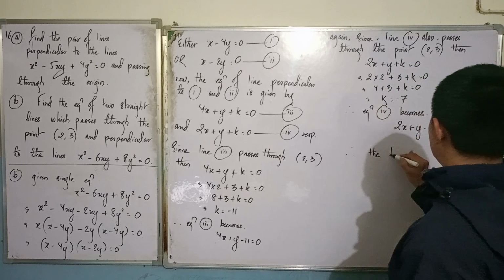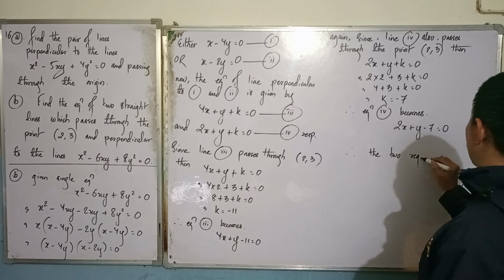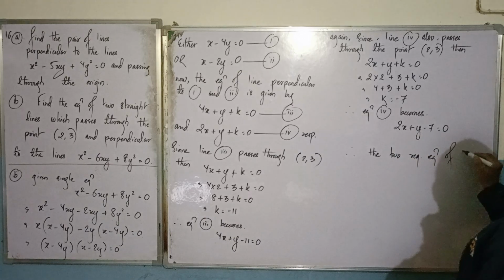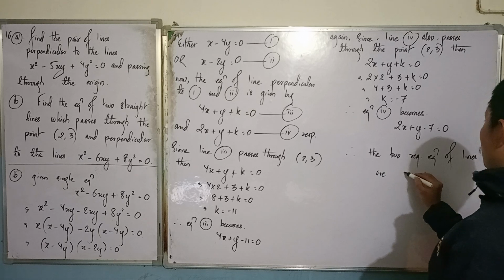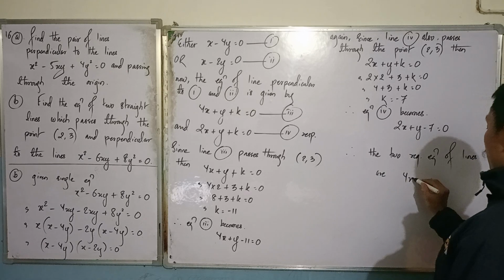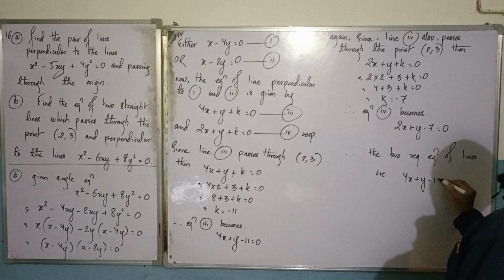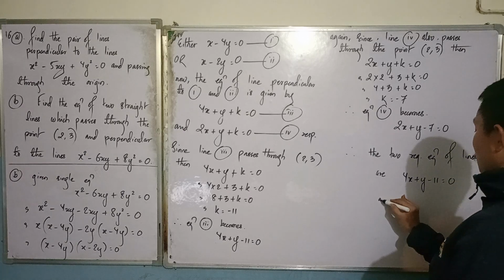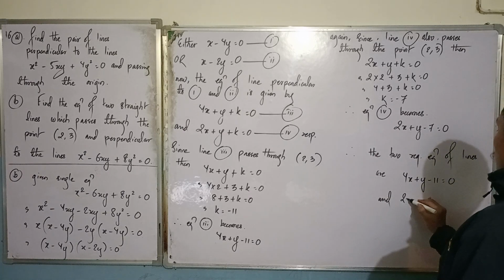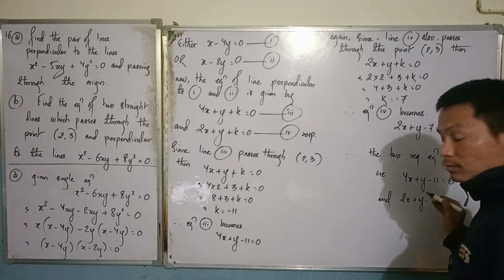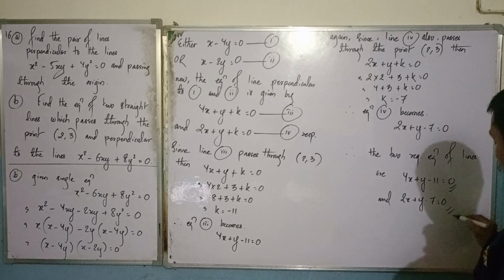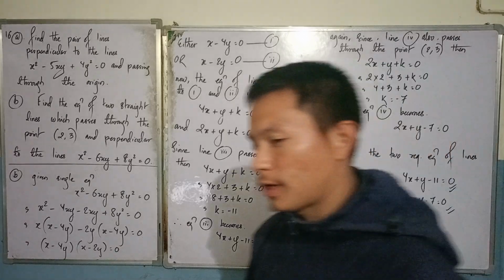Therefore, the two required equations of lines are, one is 4x plus y minus 11 equals 0 and another is 2x plus y minus 7 equals 0. Done. It's that simple.